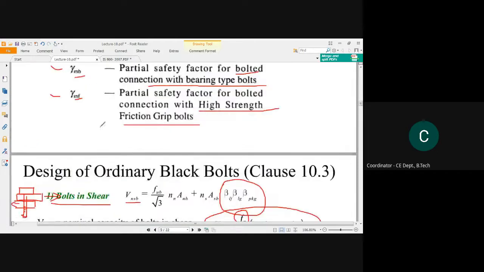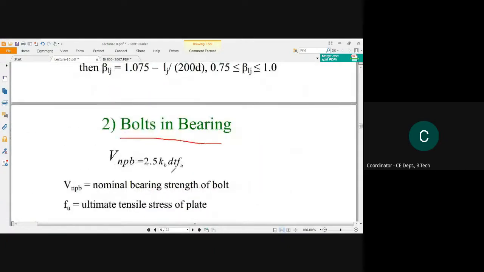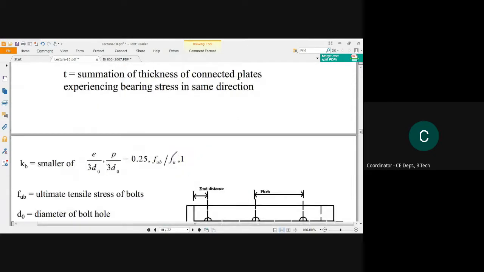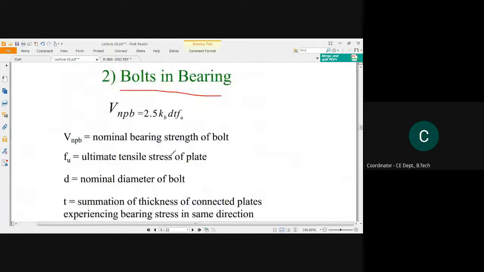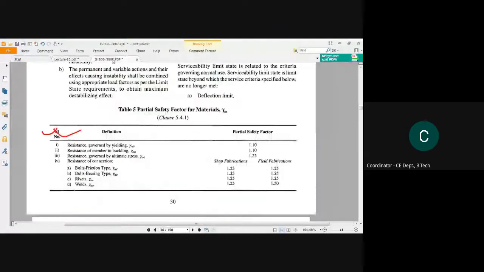Next, we have discussed about bolts in shear. Now we will discuss about the bolts in bearing. The bolts in bearing. Bolts can fail in bearing as well, as we have studied in our previous failure types in the connection. So see here.